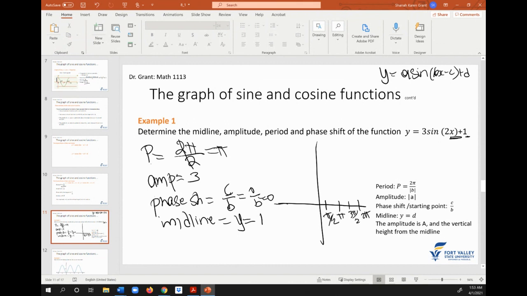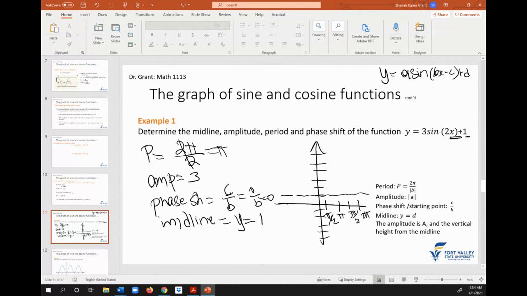Okay. All right, so firstly, our period is pi. Let's talk about the midline. Maybe that helps us. So let's go here. All right, so your midline is y equals 1. So this is like your half point, or your halfway point.